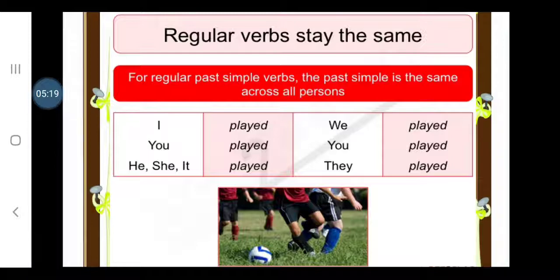Regular verbs stay the same. They don't change. For regular past tense verbs, the past simple is the same across all persons. For example, I played, you played, he played, she played, it played. We played, you played, they played. But what are they playing? Look at the picture. You can easily guess that.